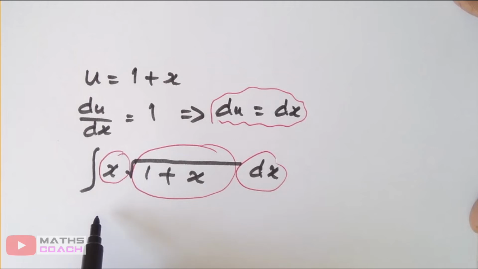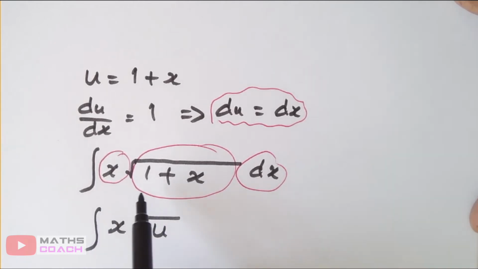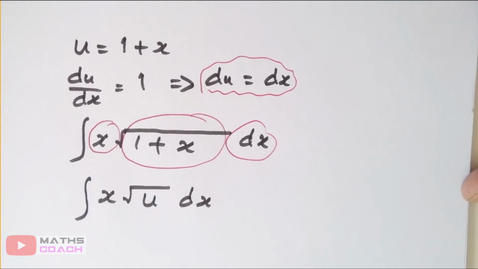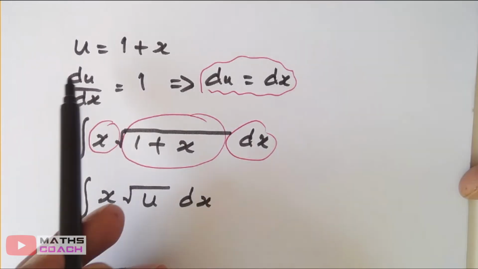Okay, I'm going to break this up into small parts. If I break this up here, I'm going to write integration sign. I'm going to write x. I'm going to write the square root of u because I know that 1 plus x was u. And then I'm going to write dx. Now it's quite obvious from here that I can't continue with that because I have a hybrid of 2 different letters. Really important that this x here and this dx here must be changed to an expression that involves only u.